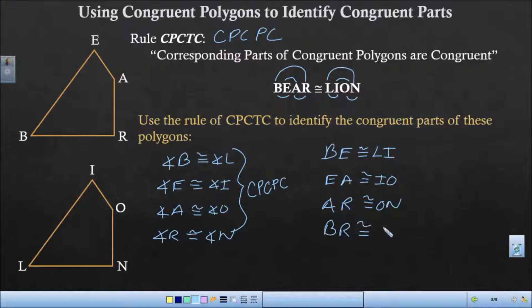There's always the same number of congruent statements as there are sides. Same number of congruent statements as there are angles. So the last one involves connecting the last to the first. So it's B to E, E to A to R, and then R back to B again. All right, you got to complete the circuit. Okay? This is also by CPCPC. Corresponding parts of congruent polygons are congruent.